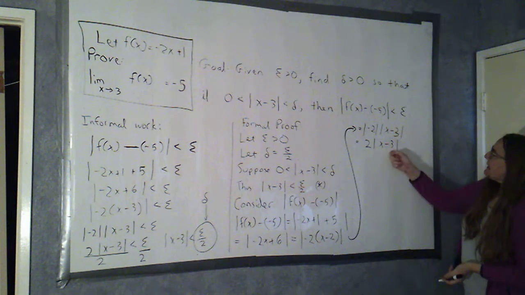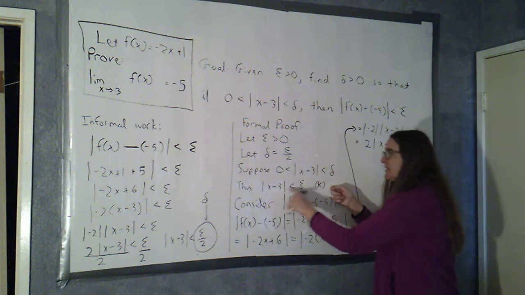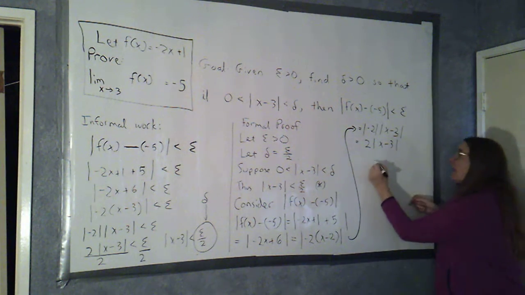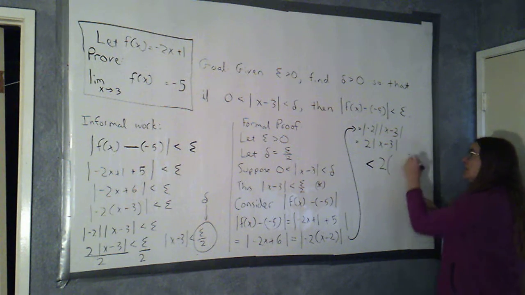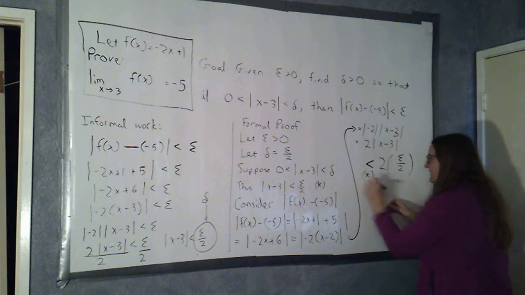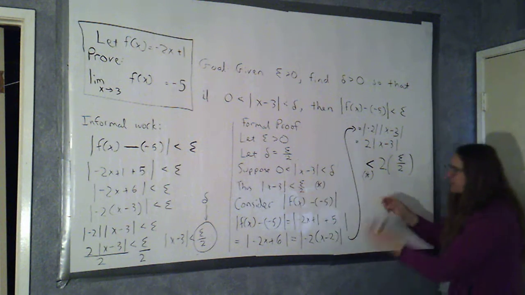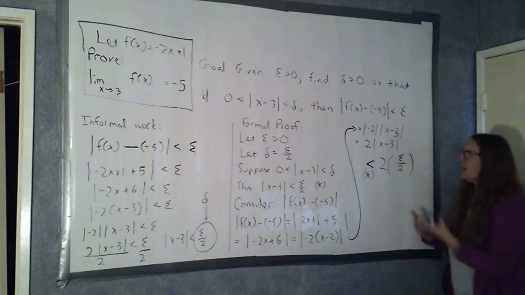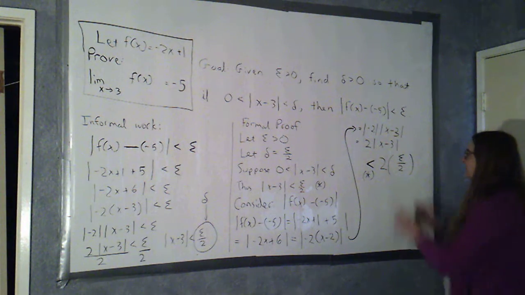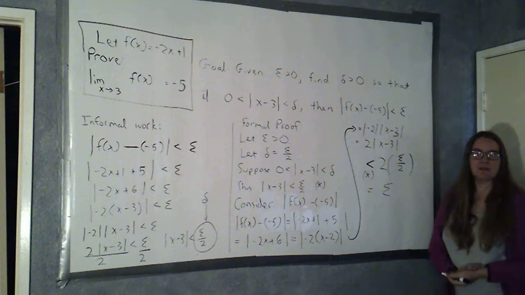Excellent. Now, I know something about this because I have supposed over here by star that this thing is less than epsilon over 2. So if I have 2 of this thing, then I know that that's going to be less than 2 of epsilon over 2. And that is justified by the supposition that I made earlier on. All of these other steps were justified by the fact that I was just doing arithmetic or substituting in a formula, very obvious reasons why they were true. This is true because we supposed it earlier in the proof, but that's equal to epsilon.